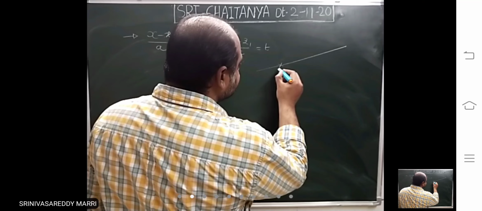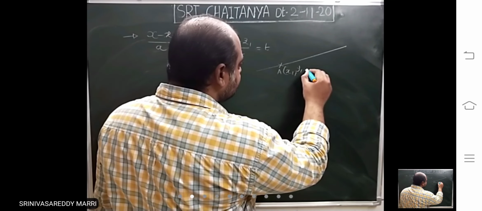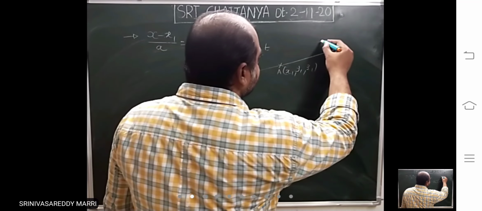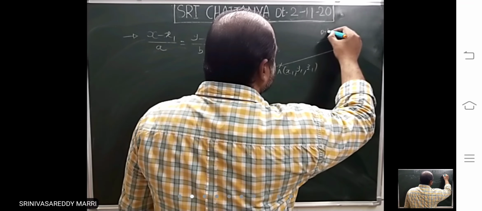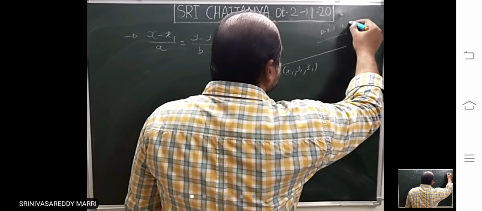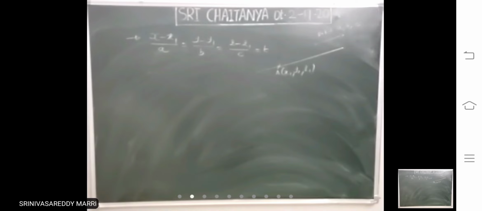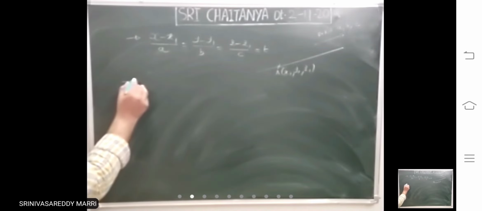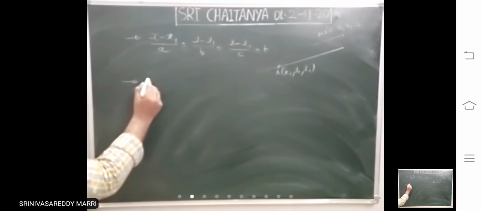So this passes through a point. One point will be there on the line. What is that? x1, y1, z1 and DRs. If DRs are known, DRs are a, b, c. DRs means direction vector. So if these two are known, I have told how to write the equation of the line.